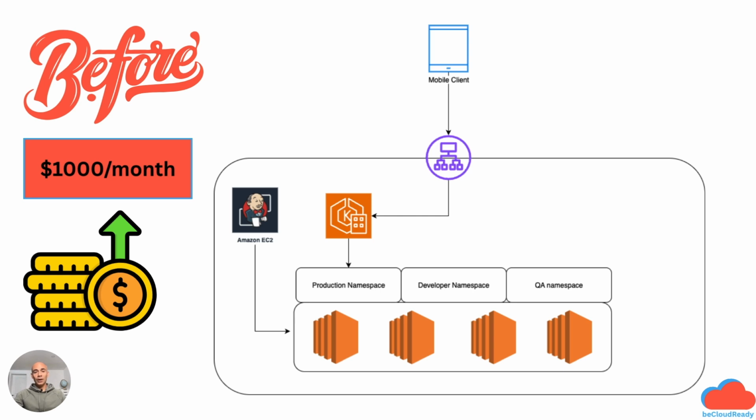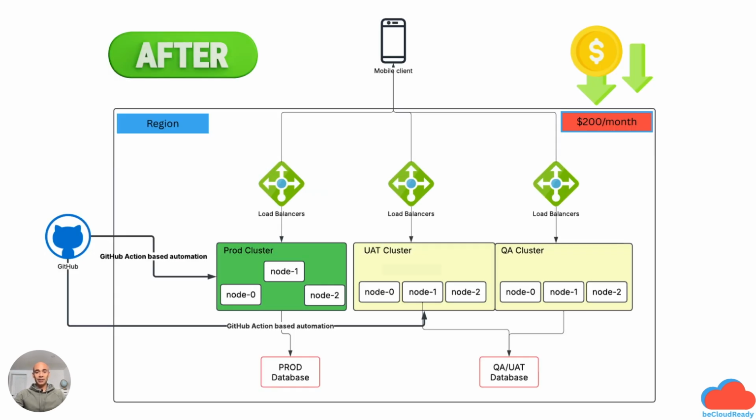So then what I did was move from this to this. The diagram may look a little bit complicated, but actually it is much simpler and easier to manage. And the biggest thing is it cost one-fifth of what they were paying earlier. From a $1,000 bill, it came down to $200. In this example, I used DigitalOcean, but the same thing could be achieved in AWS as well.